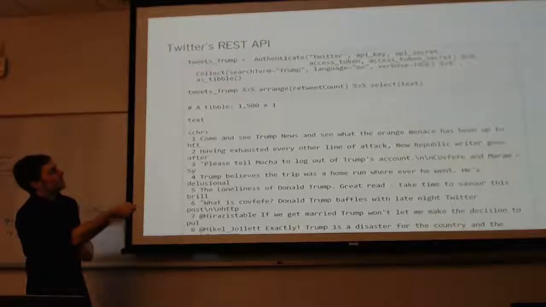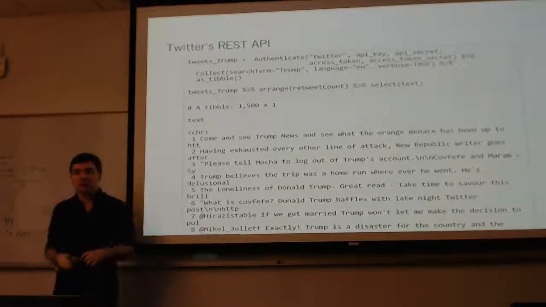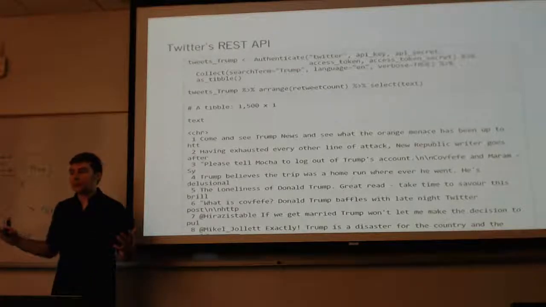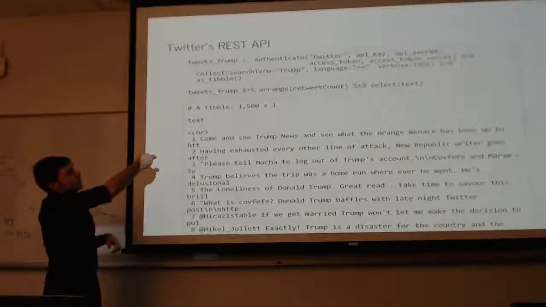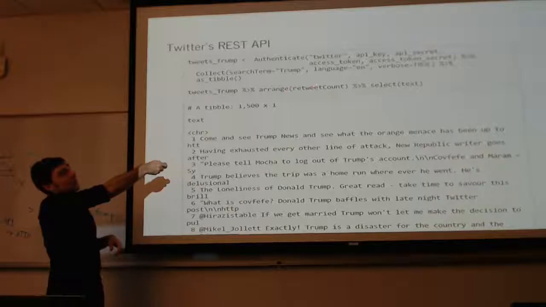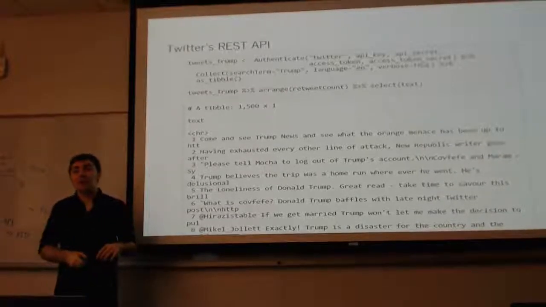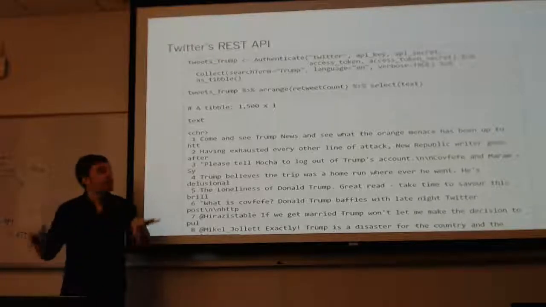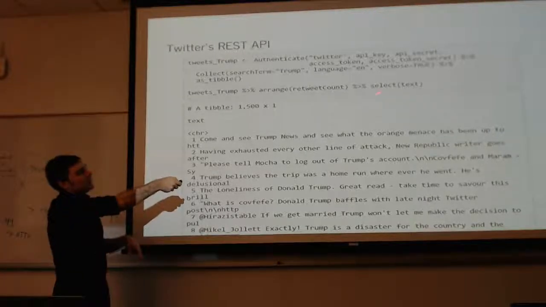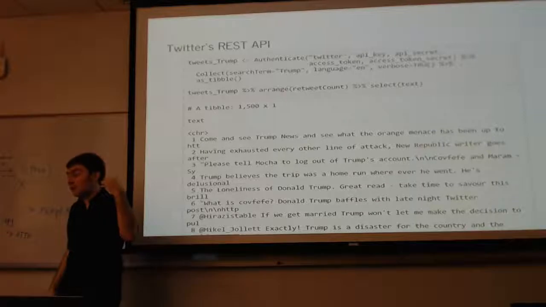And then I just pipe it into as Tibble to convert it into a data frame so that I could display it here. So this is what I got. Tweets Trump, I'm arranging them by the number of retweets. So the top things are going to be the ones that were retweeted on Twitter by the most people. So basically shared by the most people. And then I'm just selecting the text that is the body of the tweets.